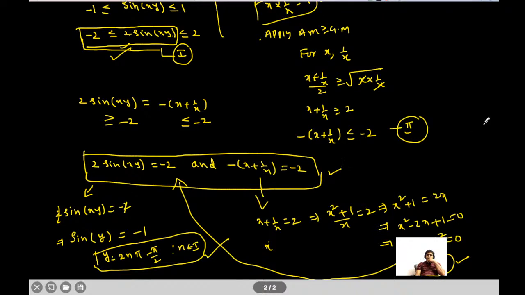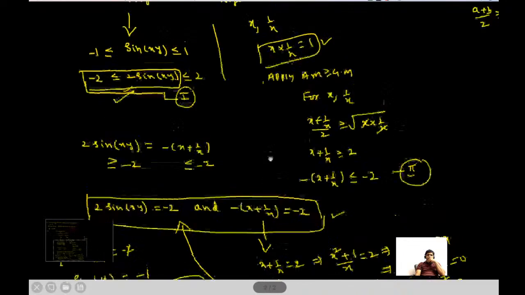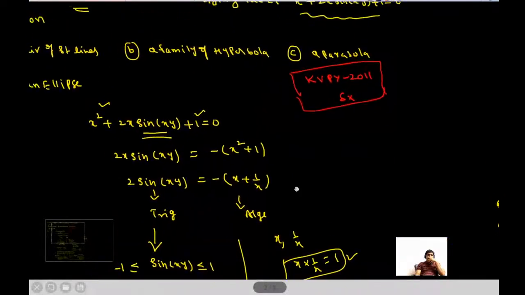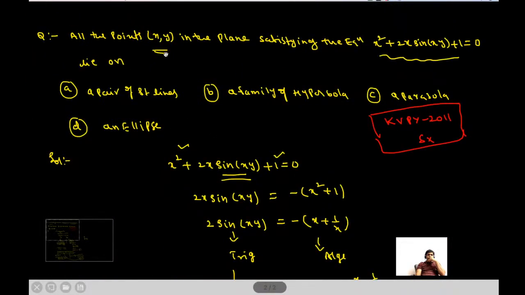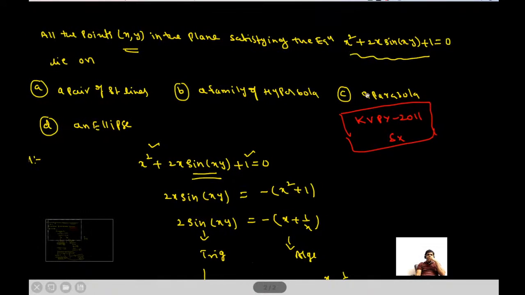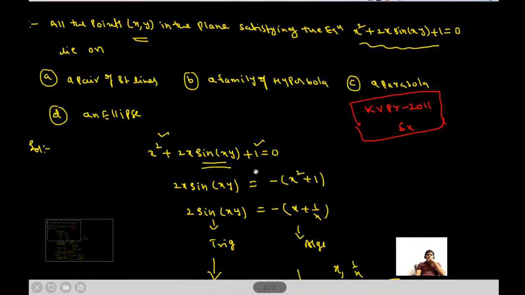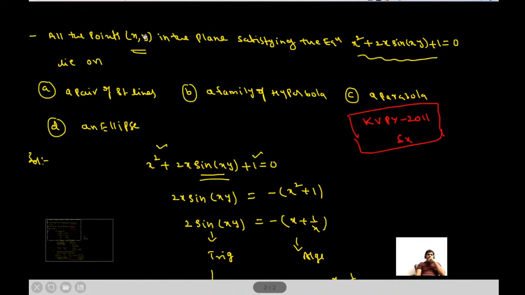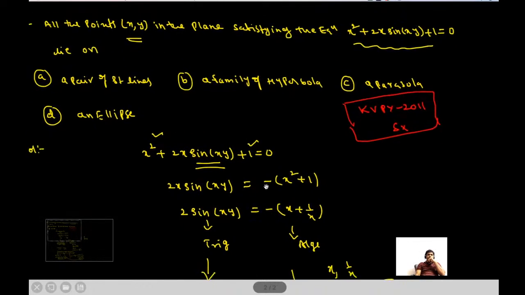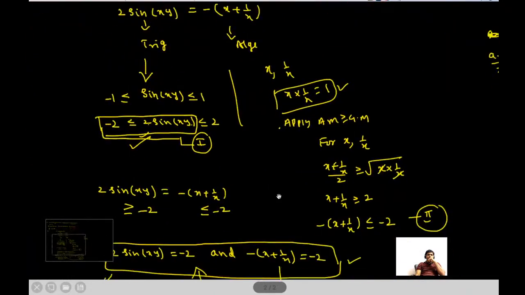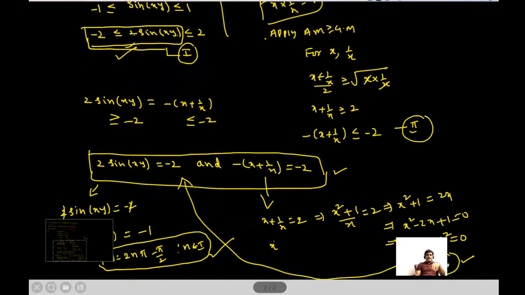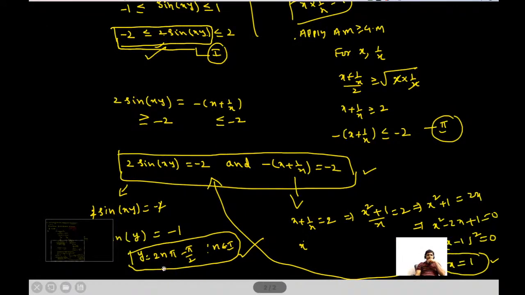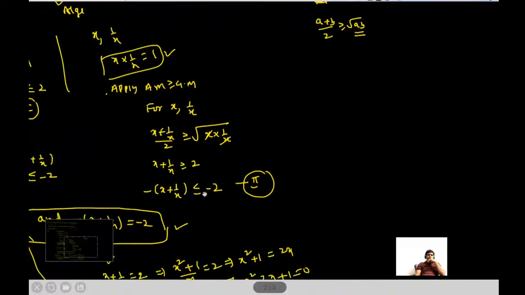But in the question it is being asked to find, what is the question? Now come to the question. See, all the points x comma y in the plane satisfying this equation lie on a pair of lines or family of hyperbola, parabola, or ellipse. So here all of the x comma y means what? Here x is constant, only we got 1, y is a variable, therefore y varies, but x is fixed. X is equal to 1 only, fixed. Y depends upon the value of n. N is an integer.